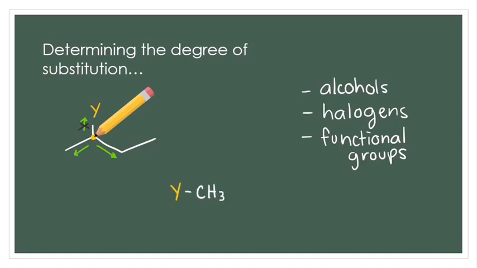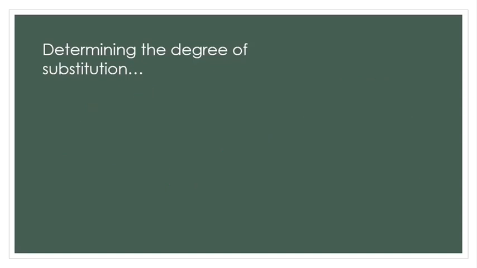Another important thing is that when you have a methane, you won't have a degree of substitution. Because if you were to put a pencil on top of that carbon, you will only have hydrogens attached to it and no carbons. Now, to determine the degree of substitution, let's see some examples.